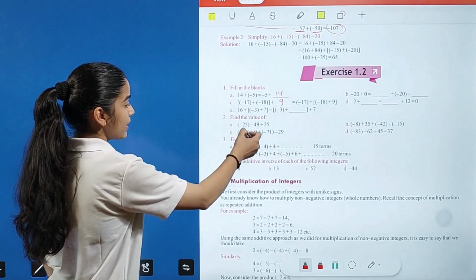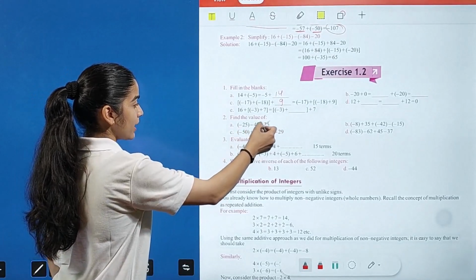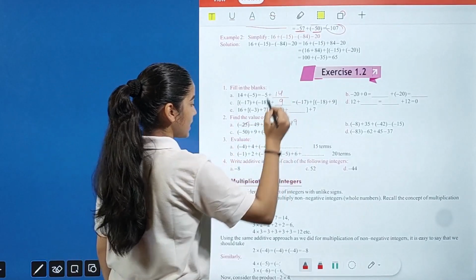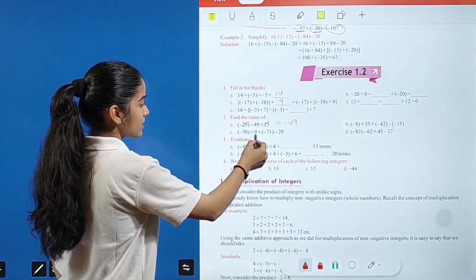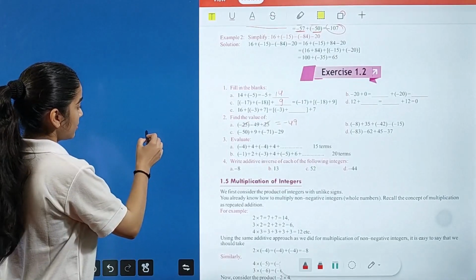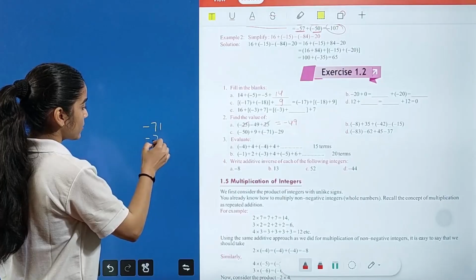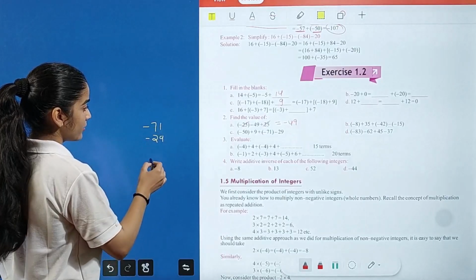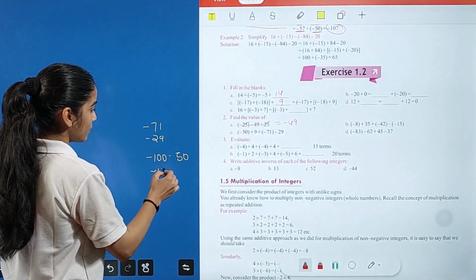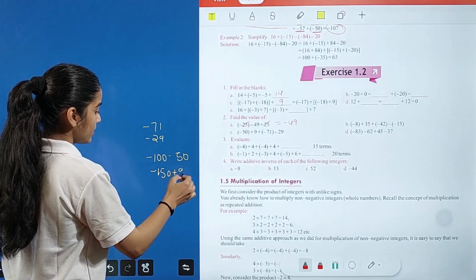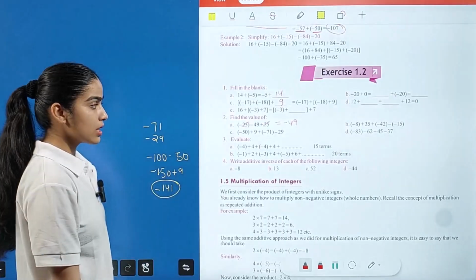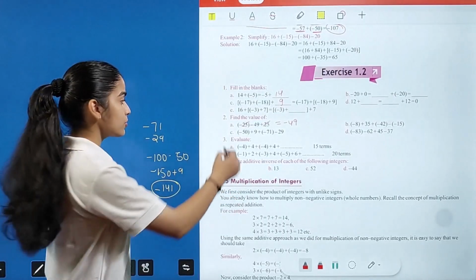After this, find the value of. So for example, we have minus 25 and plus 25. So minus and plus cancel out each other and you will get your answer minus 49. Next you have minus 50 plus 9 minus. So in that way, what you have to do first is add them: minus 71 and minus 29, that is minus 100, and minus 100 and minus 50 is minus 150, plus 9 is equal to minus 141, which is your final answer. In the same way, you have to solve the rest of the parts in question number 2.